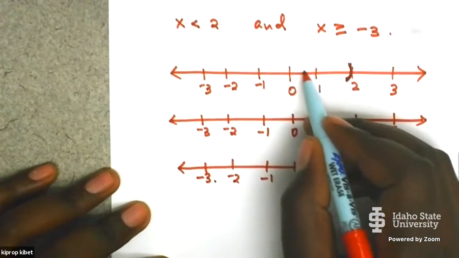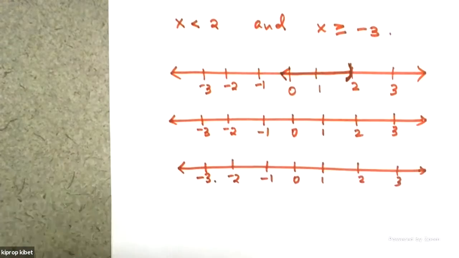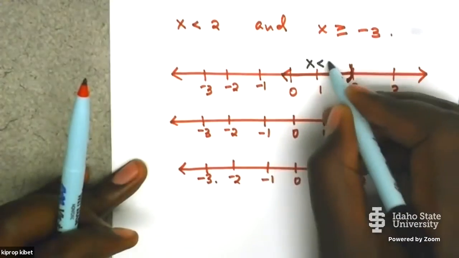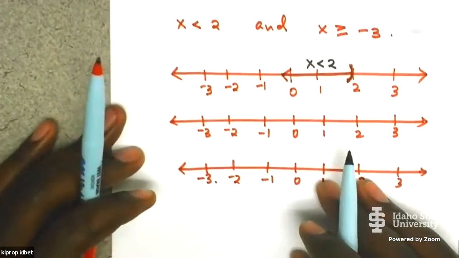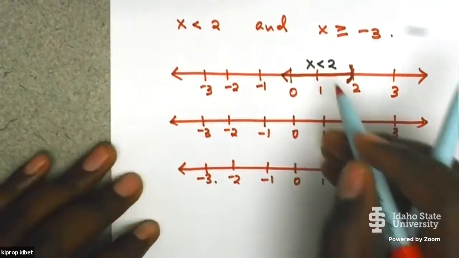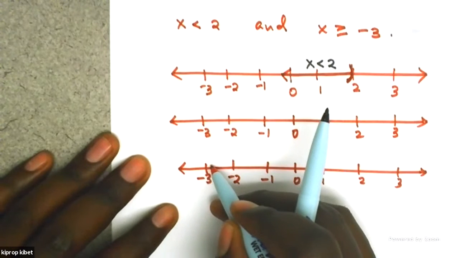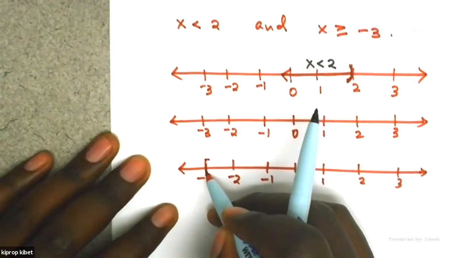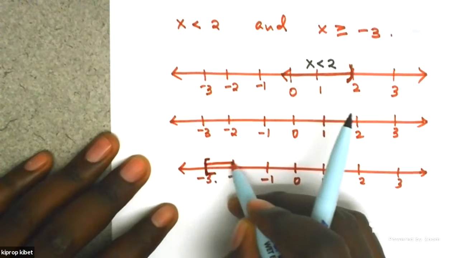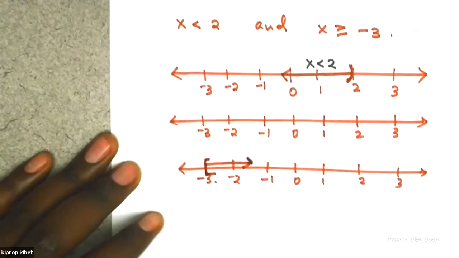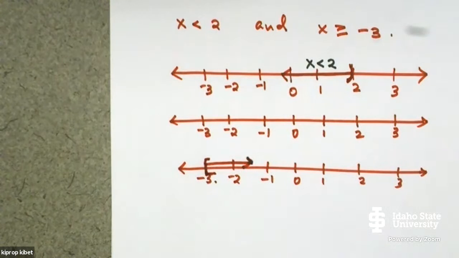This way, right? And then this direction. So this is x less than 2. The next one will be what? X greater or equals to minus 3. Where does it go? So negative 3. And then it is that way, right? Is it going that way? So it is going that way. So x is greater or equals to. So it is going that way.